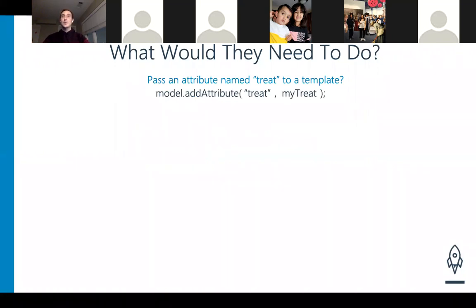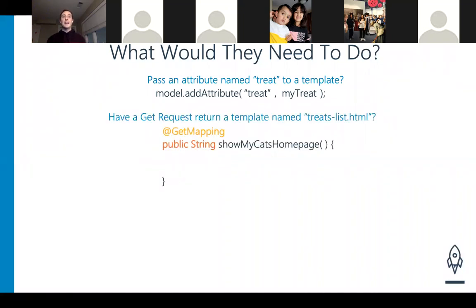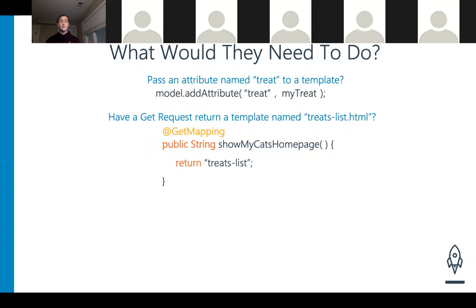All right. On to the next one. What if we have a GET request, return a template named treatslist.html? What would we have to return here in this GET mapping? Return treats list? Very good. It would be return treats list. We drop the HTML and we return treats list. So this is what we would return if we wanted to hook up that template to this GET mapping. Any questions about this?